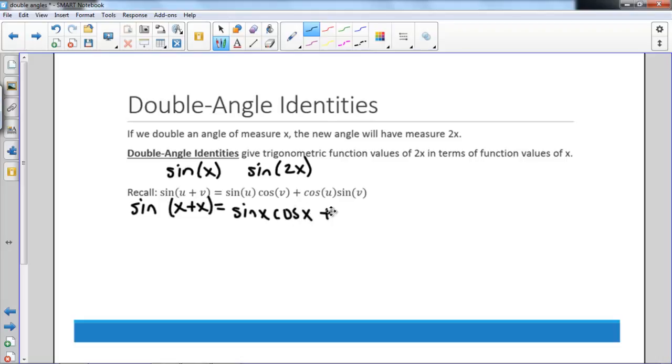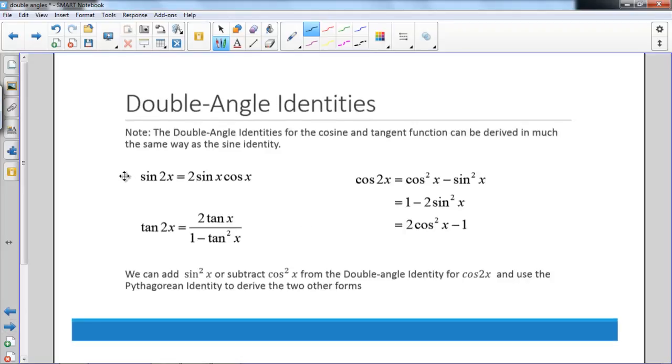cosine x plus cosine x sine of x. So now I can just add these two together and I'm left with 2 sine x cosine x. And this is going to be our very first double angle identity. Sine of 2x equals 2 sine x cosine x. Okay, so here is that first formula that I just derived.